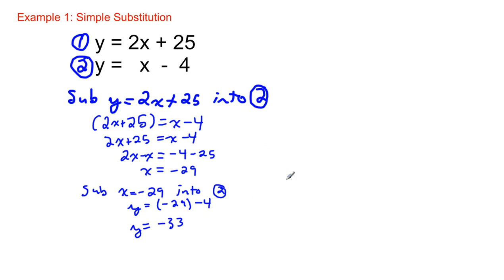And I can then finish off this question by saying, therefore, the solution is negative 29, comma, negative 33. So we want to give the ordered pair solution to the equation, and make sure that we include the parentheses and any signs and separate the x and y by a comma, remembering that x comes first.